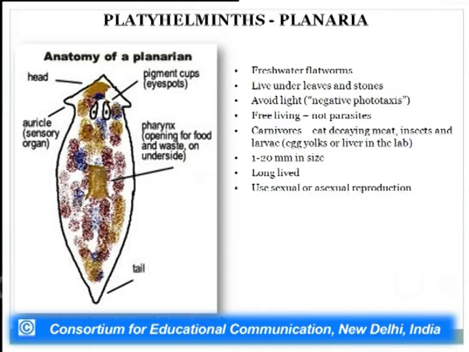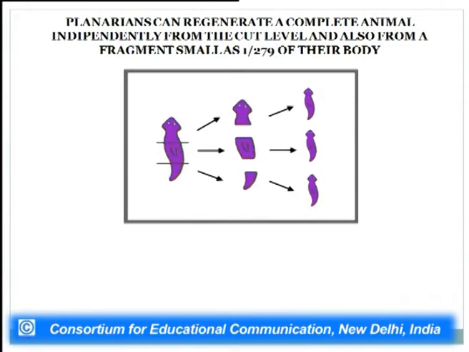So there is a head, there are eye spots, there is an auricle, which is the sensory organ, and there is a pharynx opening for food and waste on the underside, and there is a tail. The planarians can regenerate a complete animal independently from the cut level and also from fragments as small as 1/279 of their body. So we saw in Hydra that every cell has the potential to regenerate, but it retains the positional value. If the cell is coming from near the head region, it will develop the head parts. If it is coming from the tail region, it will develop the tail parts. But it will not give rise to an entirely new organism.